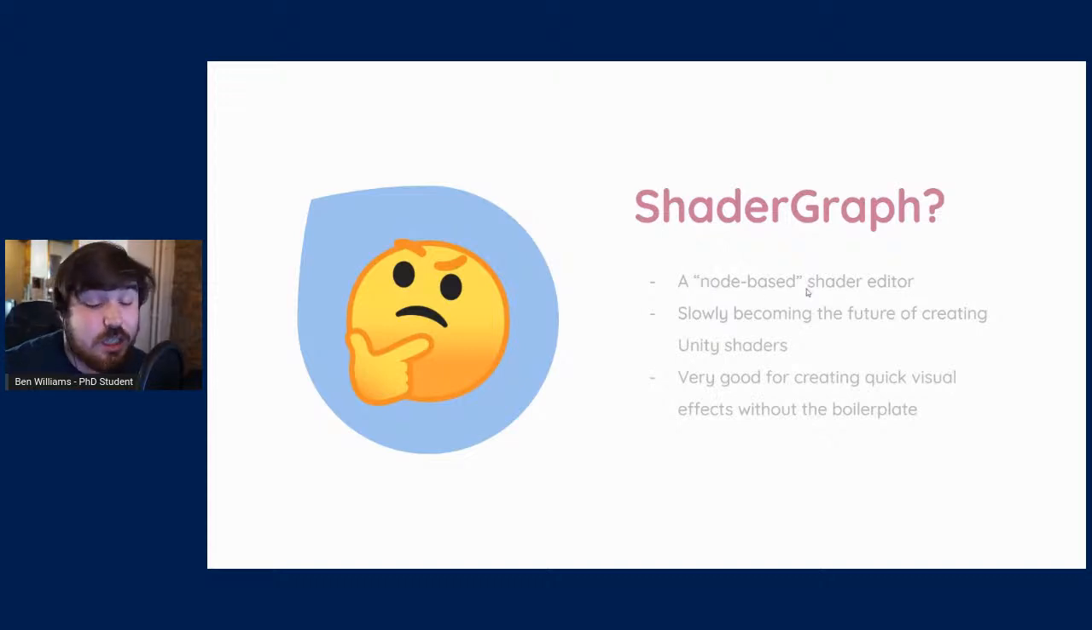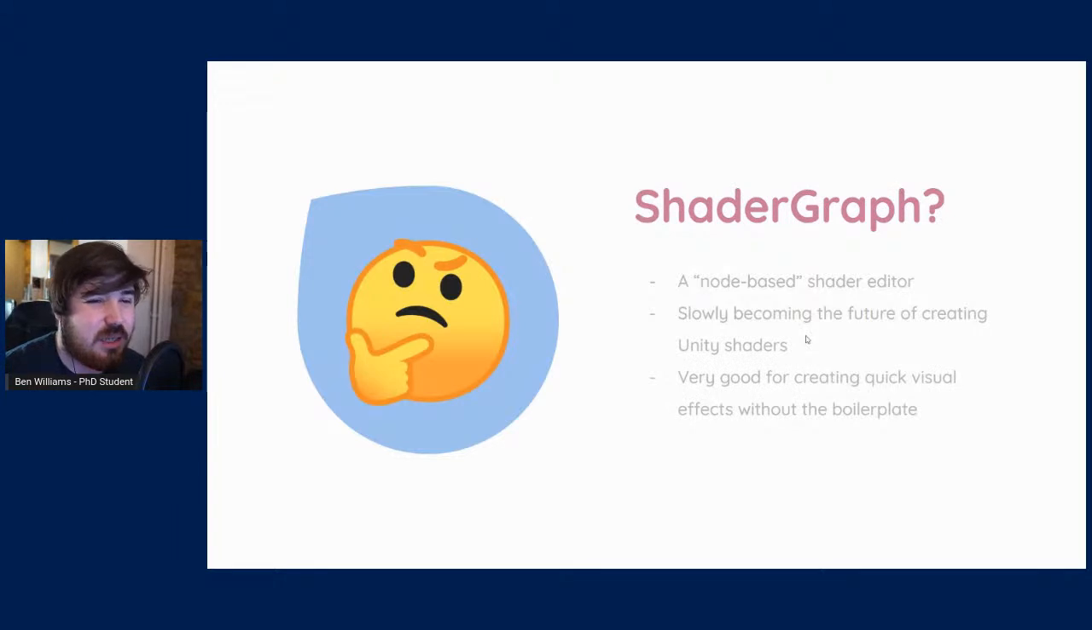So instead of using text, right, instead of typing in text like you would with any programming language or any shading language, you actually just use nodes. So you have a bunch of nodes, you connect those nodes together, and it's almost like a visual graph. You can create shaders this way. This is slowly becoming the future of creating Unity shaders, mainly because it's quite easy to do, and you can very quickly knock up a shader that does something.